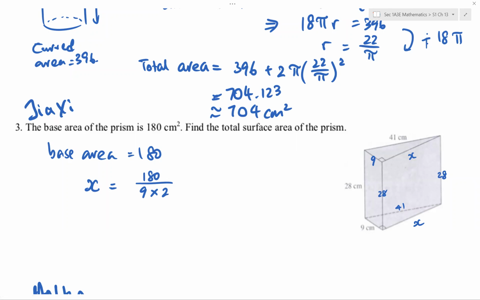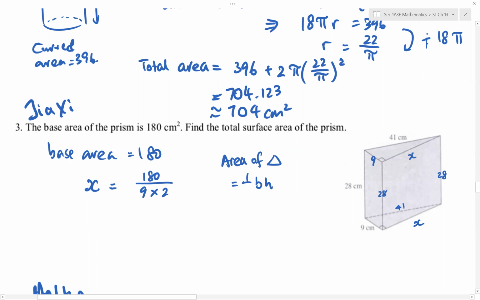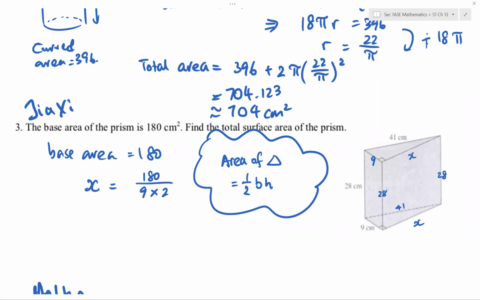The formula for triangle. What is the formula for triangle? So, area of triangle equals half times base times height. This is in your mind. Is this it? And that is why you decide to find x as 180 divided by 9 times 2. Confirm?